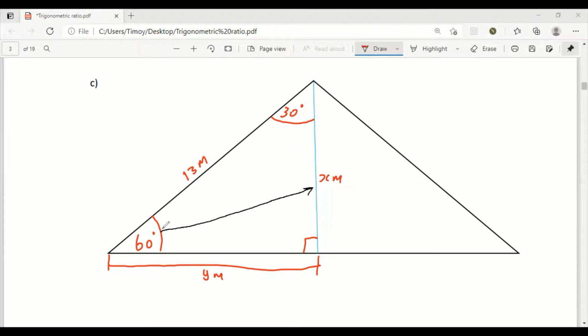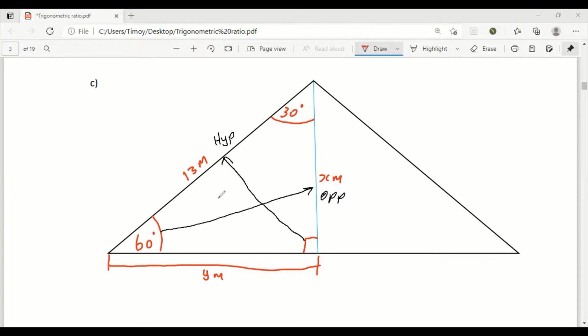So you note here, if I follow this straight line, it takes me to where the length x is. So x is going to be the opposite, and that's according to angle 60. Now here, the longest side is always opposite the right angle. So this side where 13 is, that's going to be the hypotenuse.